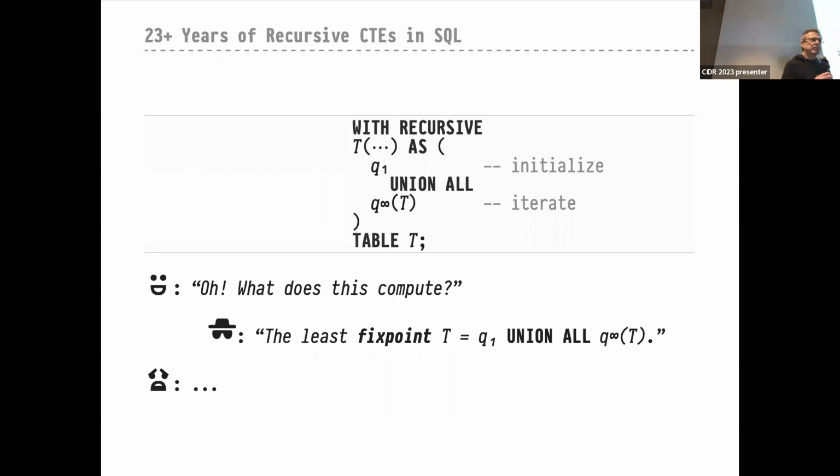All right. The main reason I'm here this morning is because in recent years, my students and I have spent way too much time looking at and writing recursive common table expressions, or recursive CTEs, in SQL. That's a particularly ugly syntactic construct in SQL, but it's super useful. It really bounces off the expressiveness of SQL.